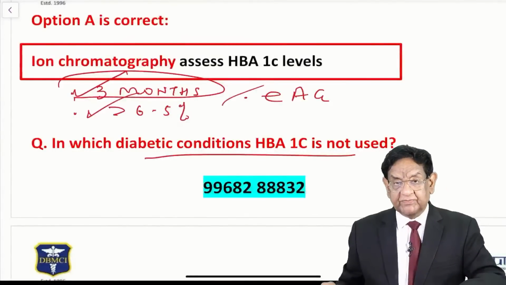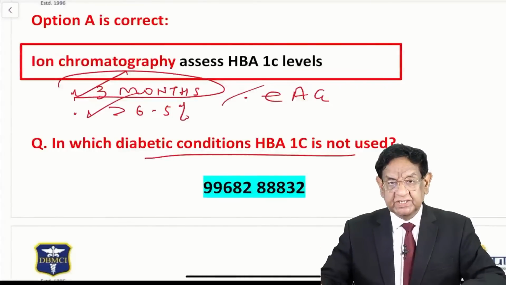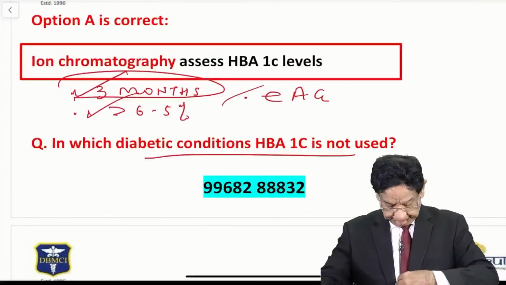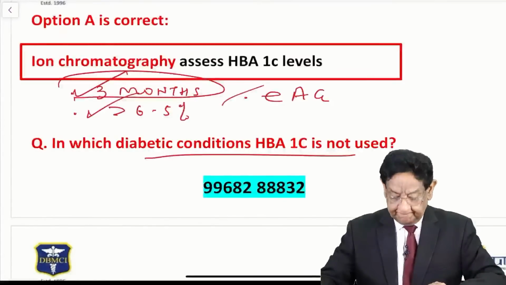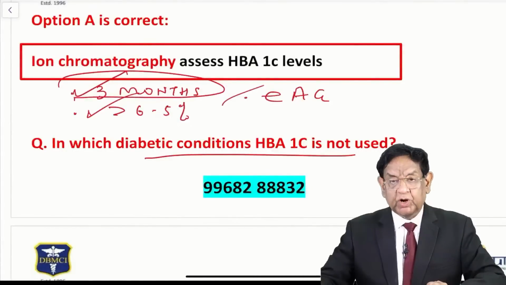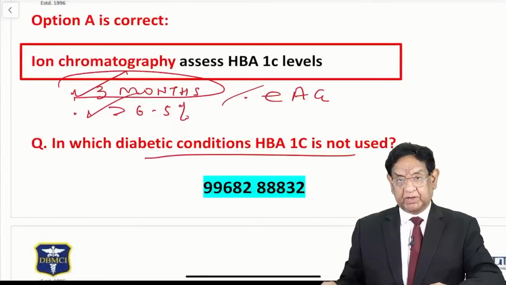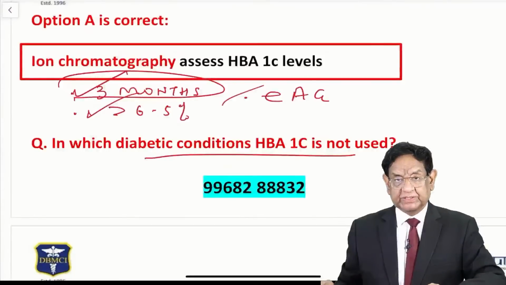Diabetic patient where we don't want to use HbA1c for the long-term prognosis. Quickly WhatsApp me. Diabetic condition where we don't want to use HbA1c to know about the long-term prognosis. Name the conditions. WhatsApp me.